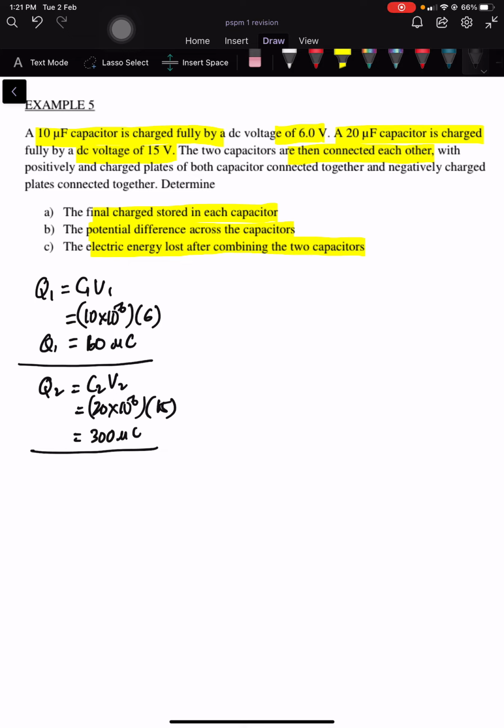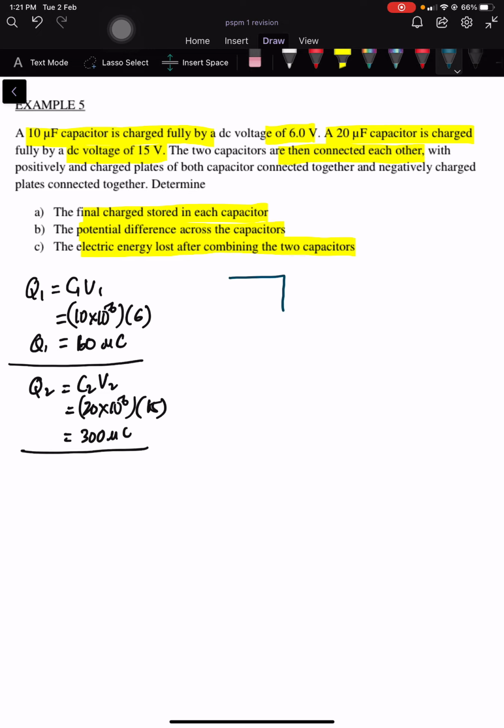Okay, so now both capacitors are disconnected from the supply and then they are connected together, meaning like this. Okay, what will happen to these capacitors, C1 and C2? They have a charge of 60 microcoulomb, and here we have a charge of 300 microcoulomb.